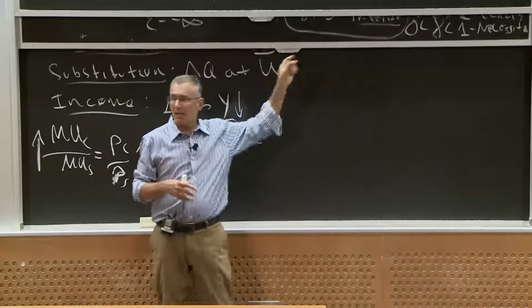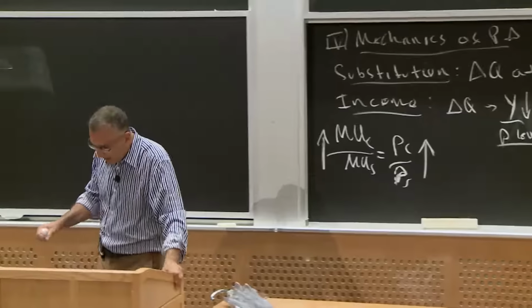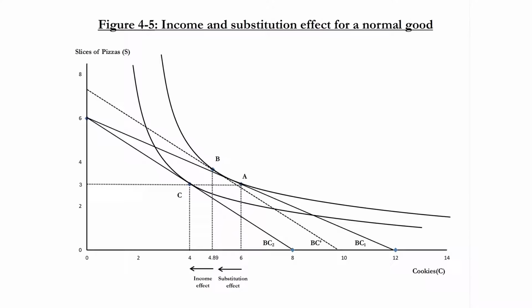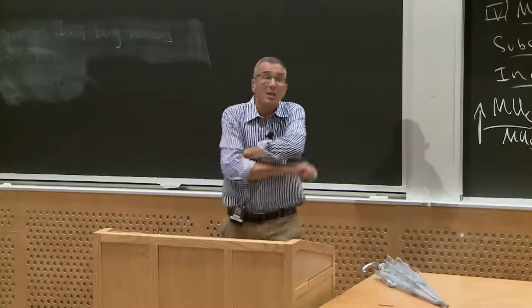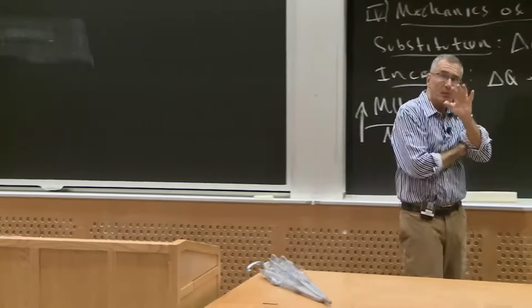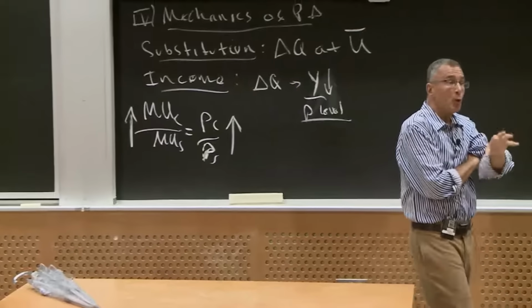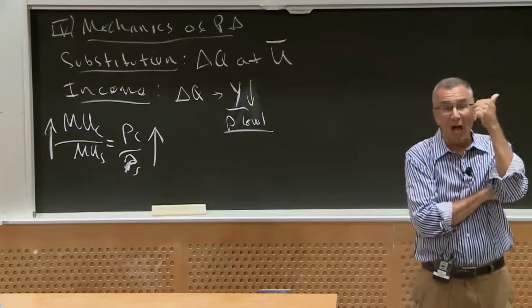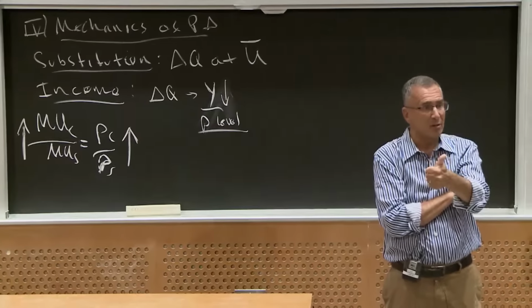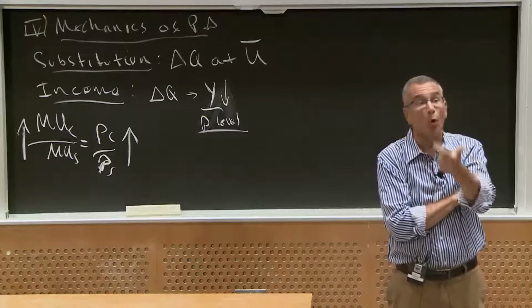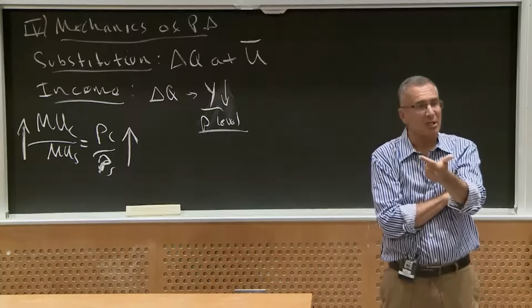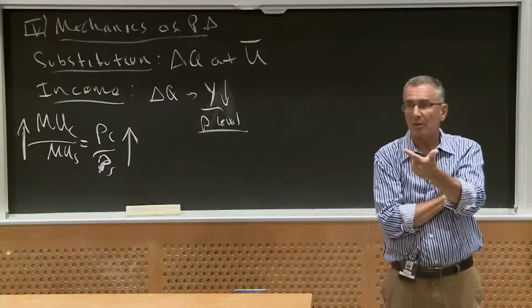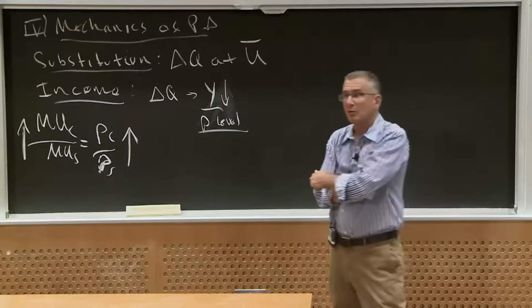Okay? In the case we're showing here, in figure 4.5, this is a normal good. So the income effect works in tandem with the substitution effect. Here's the key intuition. You want fewer cookies for two reasons. First, cookies are a worse deal. The opportunity cost of cookies has risen. Second, you're effectively poorer. Your opportunity set is constricted. And cookies are a normal good. So for those two reasons, you want fewer cookies.